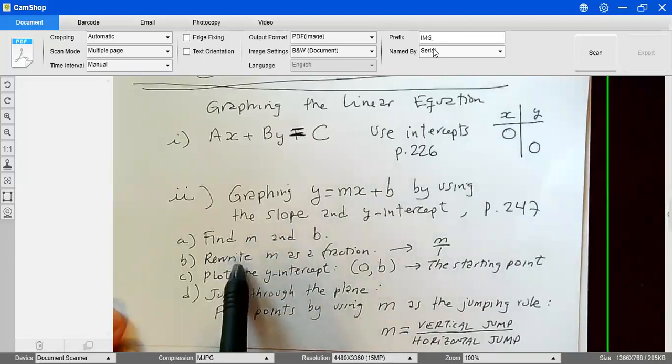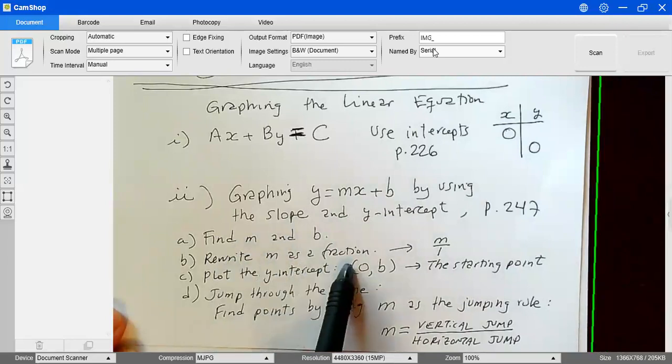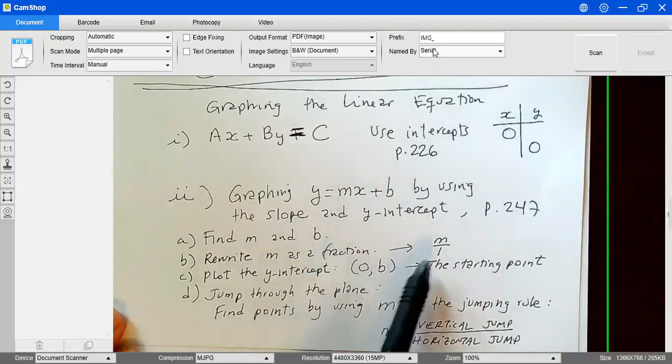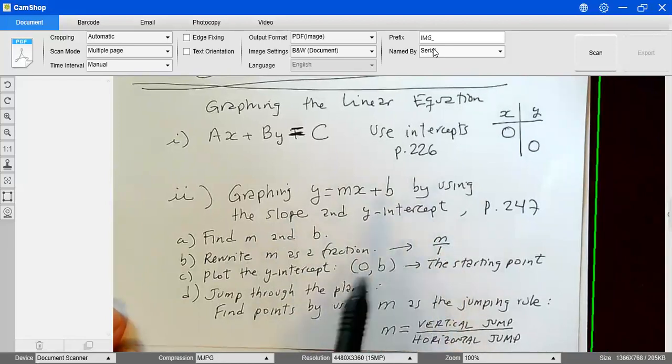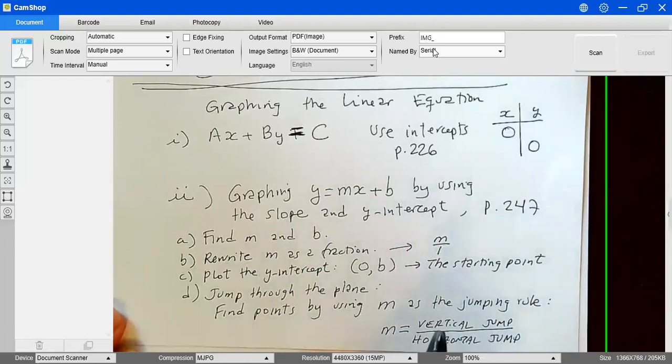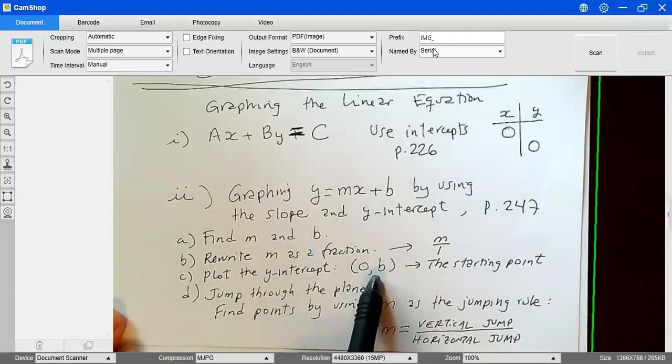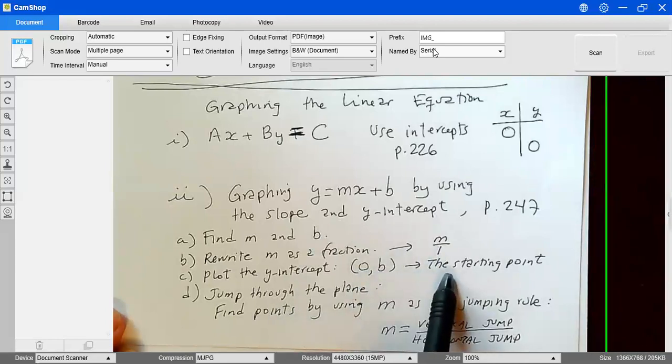So then we're going to rewrite the slope as a fraction. So if the slope is just an integer, you just divide by 1, and then you have a fraction. If you have the slope already in a fraction form, that's perfect. Then we're going to start our plot. We're going to plot first the y-intercept. Remember, y-intercept, the coordinates are always 0, b. So you need this value here, b. So that is going to be your first point. It's a point that is on the y-axis. That is going to be the intersection of the line with the y-axis. So that is going to be our starting point.